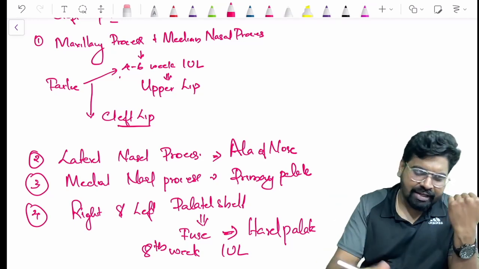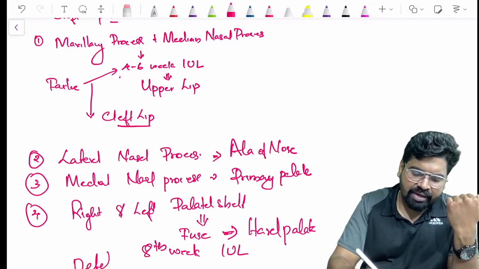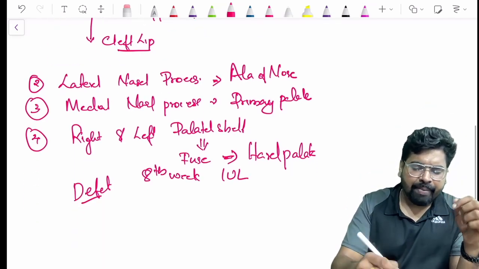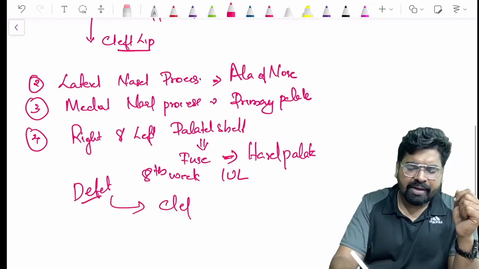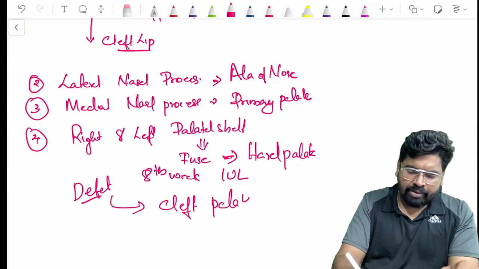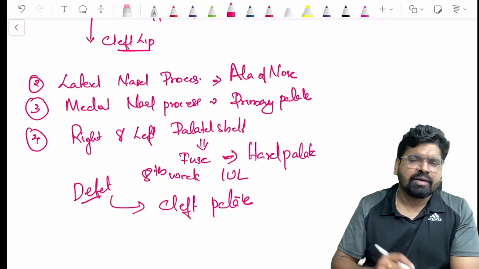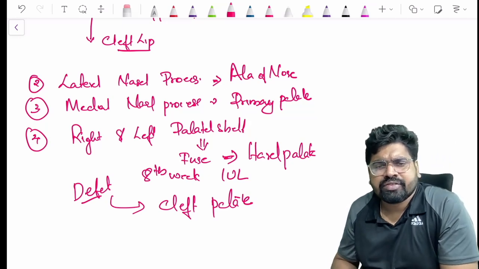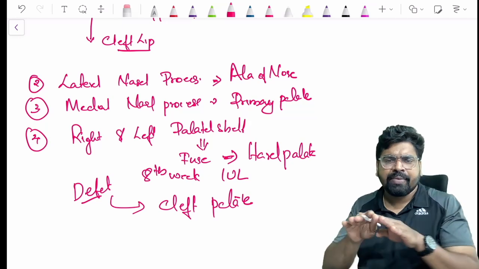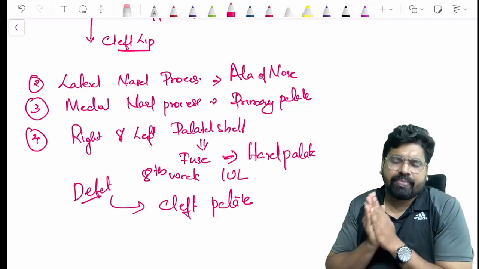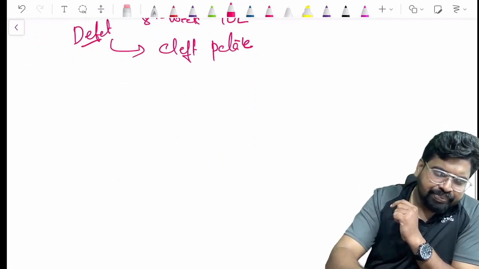Okay, any defect or any failure which happens here will cause cleft palate. So any failure of fusion of the right and left hard palate shelves, then what happens? You get a cleft palate. Okay, so this is what happens.